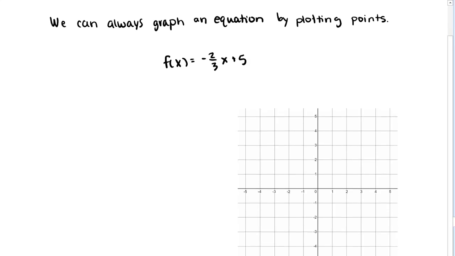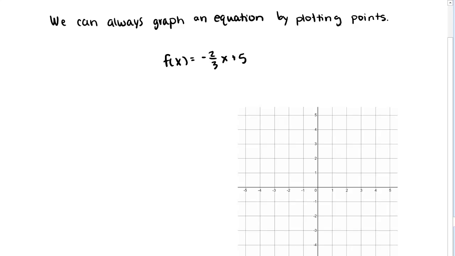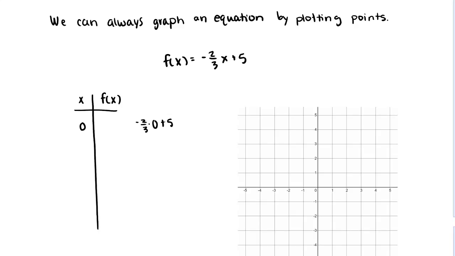And so here, let's take a look at this equation. f of x is equal to negative 2/3 x plus 5. And so here, I want to look at a table of x values and output values, f of x. And so what are some nice values we can plug into this function? Well, 0 is not a bad value to plug in, right? Because if I plug in 0 for x, we get negative 2/3 times 0 plus 5. And negative 2/3 times 0 is just going to give us 0, and when we add that to 5, our result is 5.